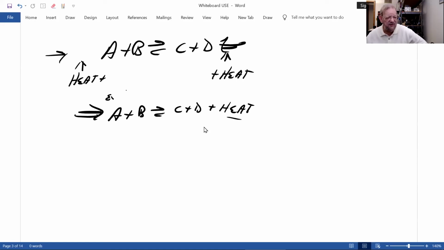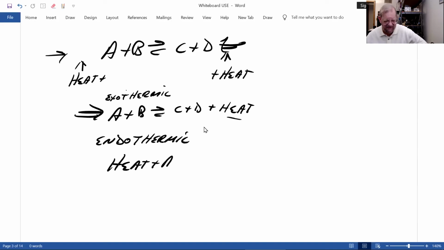If it's exothermic, heat goes on one side. If it's endothermic, then heat would go on this side, and you write this equation. And that's the important thing. You have to determine and write the equation showing which side heat goes on.